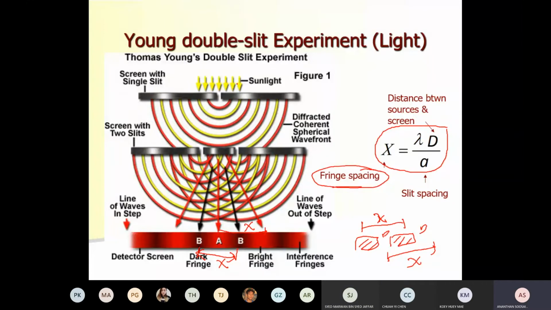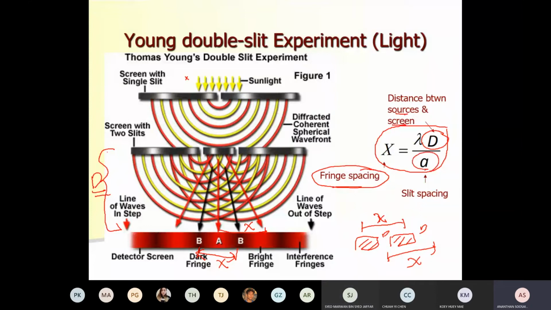Lambda, you know, is the wavelength of the source. D is the distance between the source and the screen. Where's your source? Not the single source. The source is considered to be the double slit. So this is your source, from the double slit to the screen. This is your D. Don't go to the single source. The double slit is considered the actual source, two sources. So D is from the double slit to the screen.